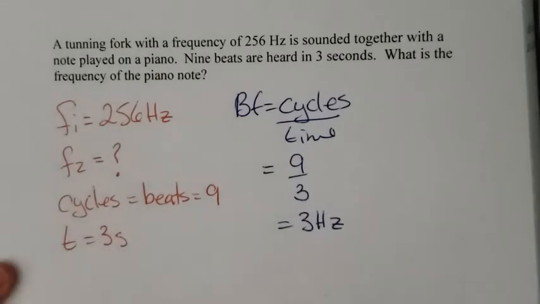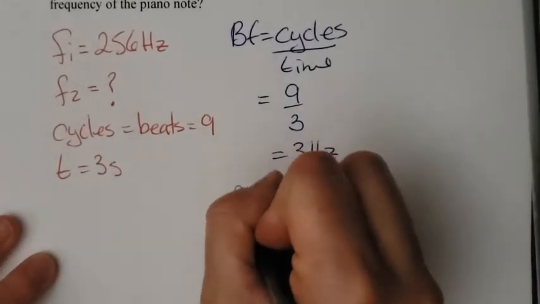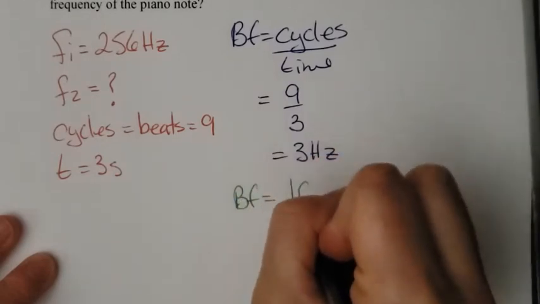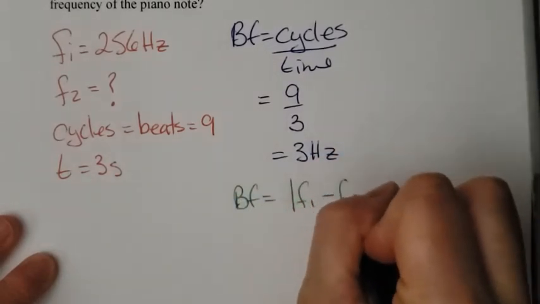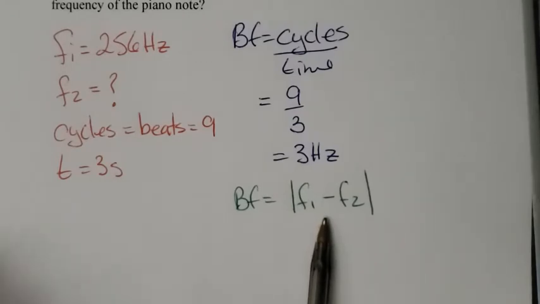My other formula for beat frequency is beat frequency is equal to the first frequency subtract the second frequency. And I want to take the absolute value of that. Absolute value signs basically say whatever this number is, make it positive. So if it's positive, it stays positive. If it's negative, just make it positive.